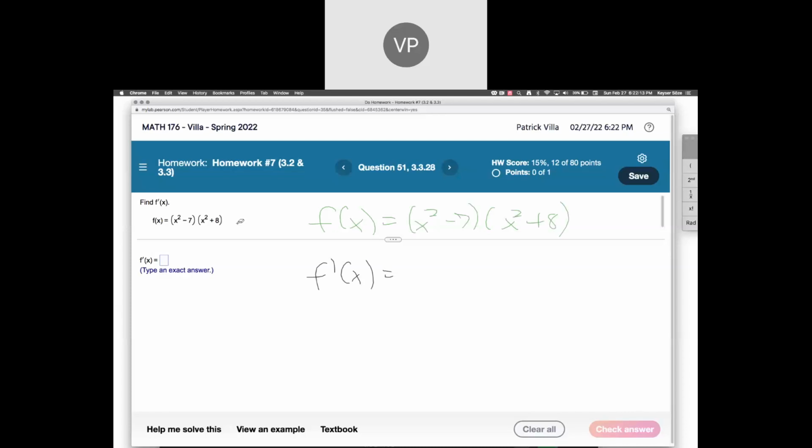So, doing my product rule. Take the first times the derivative of the second.